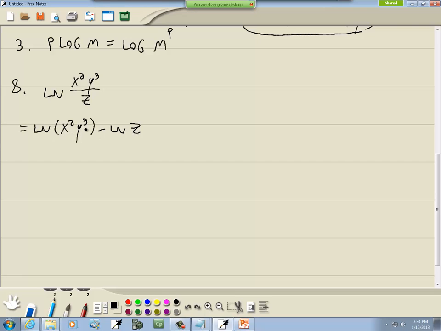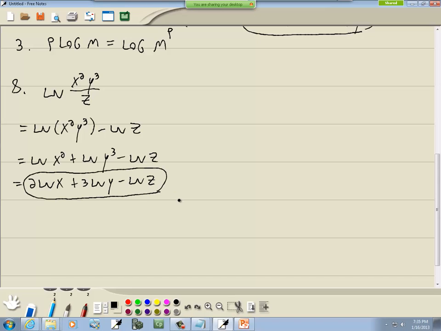This first parentheses, x squared times y to the third. Well, that's multiplication. Multiplication becomes addition. So this is natural log of x squared plus natural log of y to the third minus natural log of z. And again, we'd like to get a single x here and a single y here, and we've got a property that says you can take your power and put it out in front of your log. So this becomes 2 natural log of x plus 3 natural log of y minus natural log of z. And that's our answer. We'll find in calculus some of the problems, leaving it in this form would be very difficult to work. But by rewriting it in this form it is very simple.